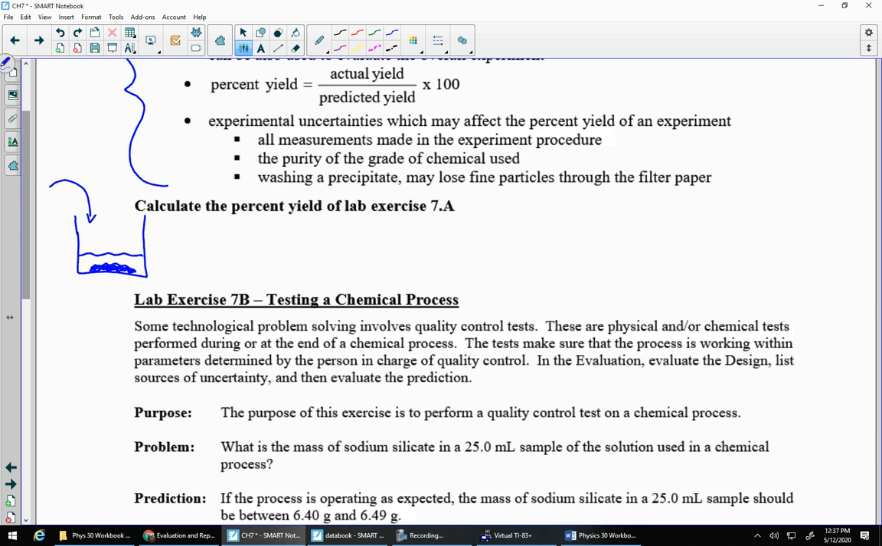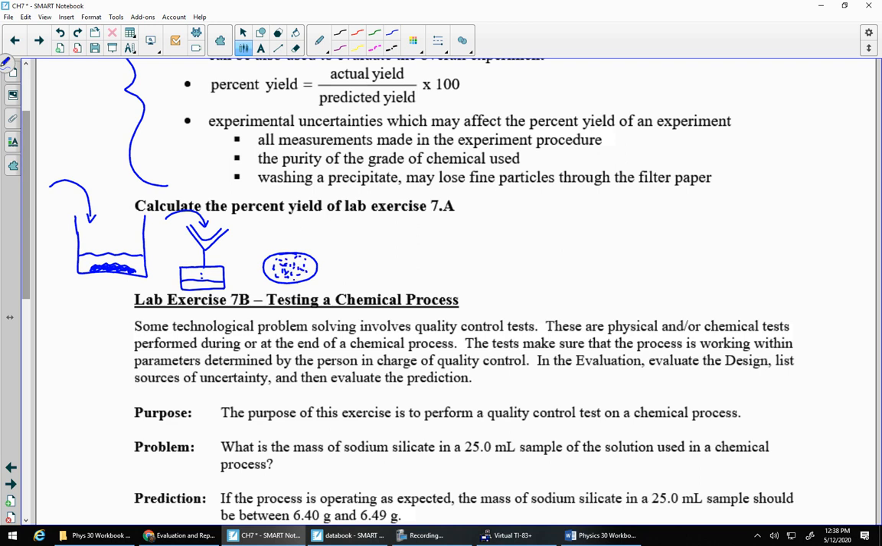Oftentimes what we look at here is we then filter. So this is representing, it looks like an old TV set, but we filter out. So here's filter paper inside of a funnel. We pour all of that into the filter paper, and then the liquid drips down and we filter the precipitate out. Cool, that's no problem. And then what we end up with is a wet piece of filter paper with some precipitate. So there's the powdered precipitate on it.